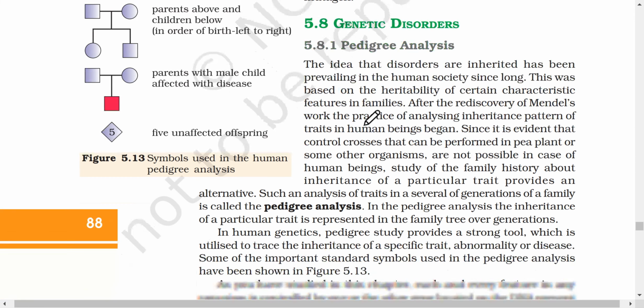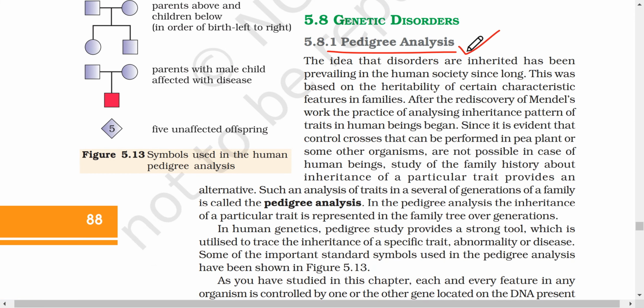Let's come to genetic disorders now, wherein you'll have to do the pedigree analysis, basically looking at the family history of the organism so that you can get an idea of where the disease actually came from. Whenever we talk in terms of genetic disorders, you have to talk about pedigree analysis because they're usually inherited.